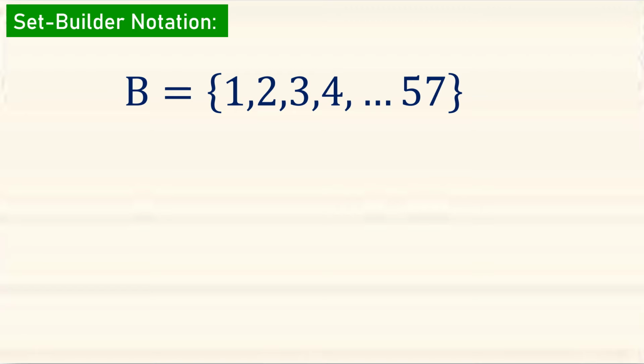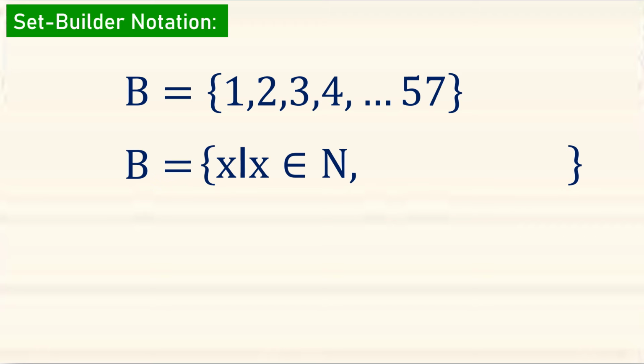Now let us have another one. B is equal to 1, 2, 3, 4, and so on and so forth, 57. So in here, we have limited to 57. So how do we write the set builder notation?